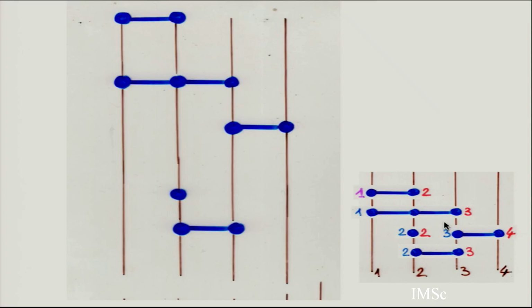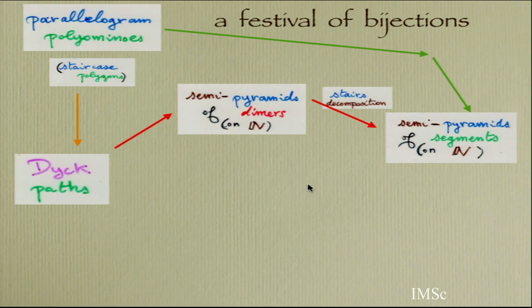So this is one way to get this bijection I gave directly before between staircase polygon and heaps of segments, by combining the three bijections. Staircase to Dyck path is very common. Dyck path to heaps is one of the fundamental bijections of the class. And now heaps of diamonds can be viewed as heaps of segments using the staircase decomposition. So you see, this was the direct bijection between parallelogram polyomino and semi-pyramid of segments. So it can be viewed like this as a combination of these three bijections. That's the way I found the bijection.